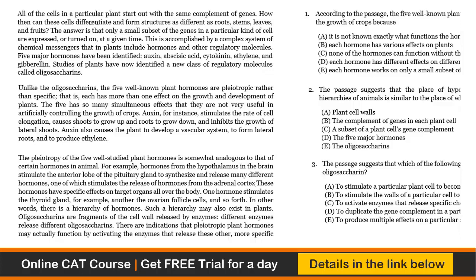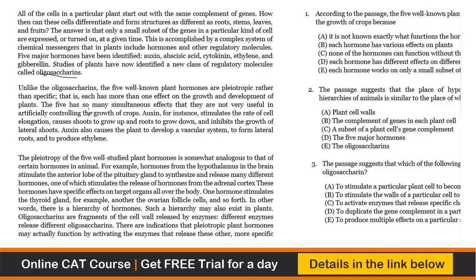So the author has said that there is a system of genes, and that all of the cells start with the same complement of genes, and then how can they differentiate into roots, stems, and leaves? The answer is that only a small subset of genes is turned on, and this is accomplished by a complex system of messengers including hormones, and now they have discovered a new kind of regulatory molecule, and that is oligosaccharin.